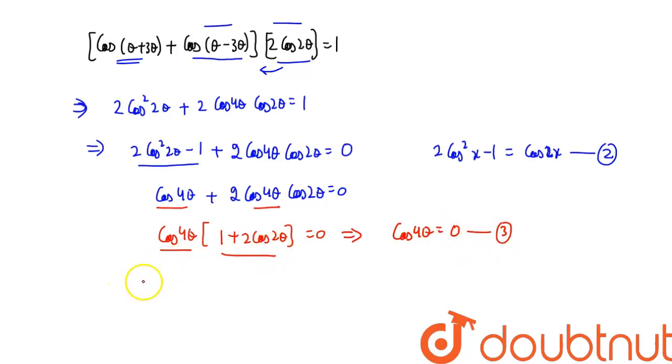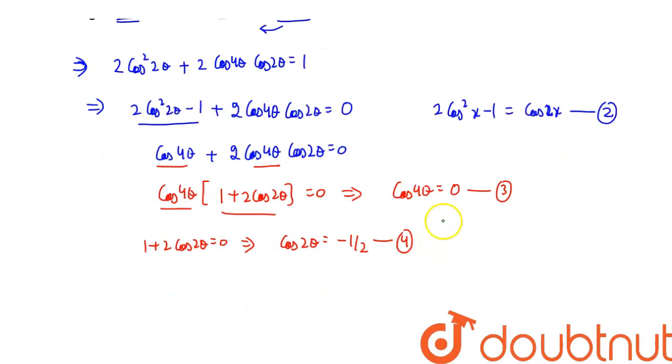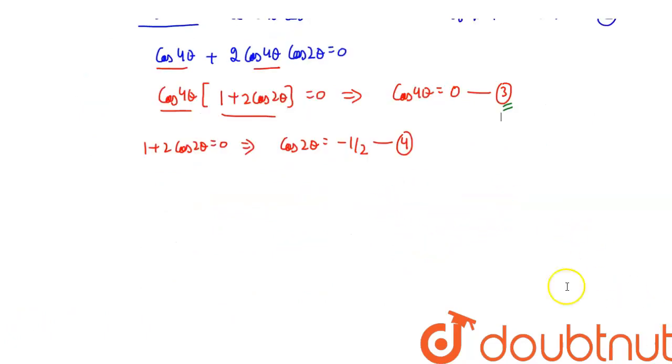And the second result would be 1 plus 2 cos 2 theta equals 0. If we solve this, then we find the value of cos 2 theta is equal to minus 1 by 2. So this is the second result which we have got. Now for solving this ahead, we are going to consider the third equation. By using the third equation, we have cos 4 theta equals 0.